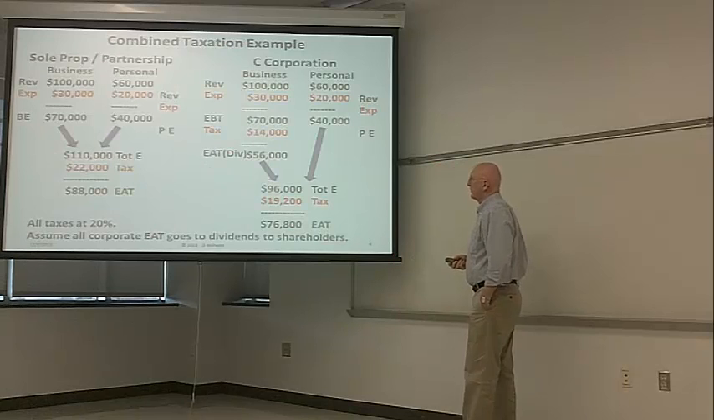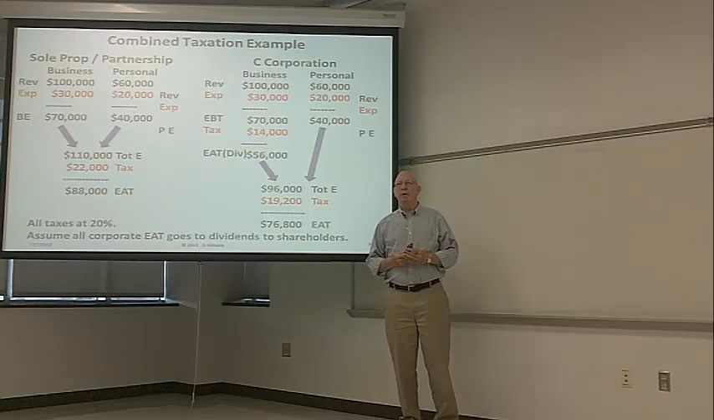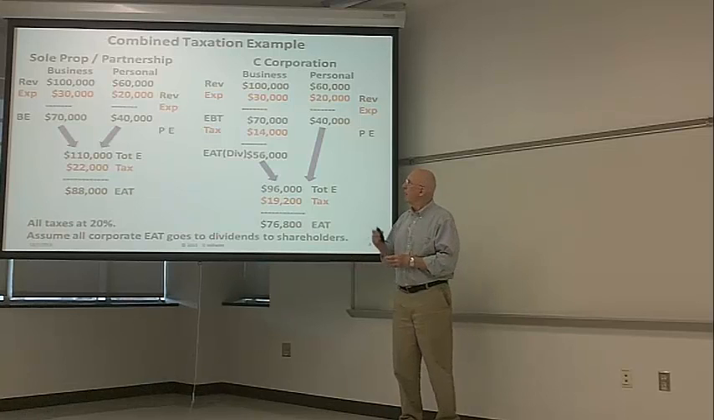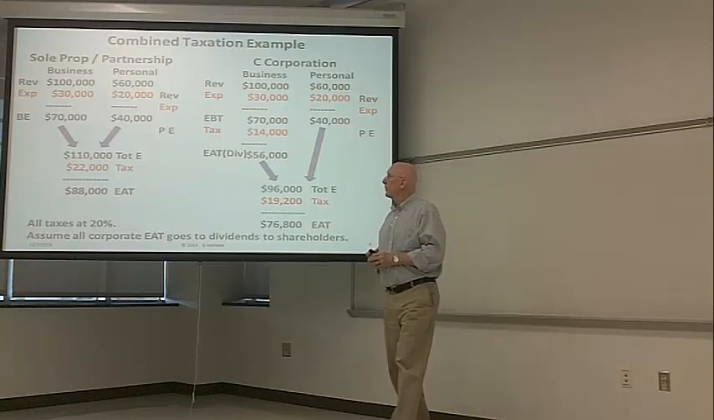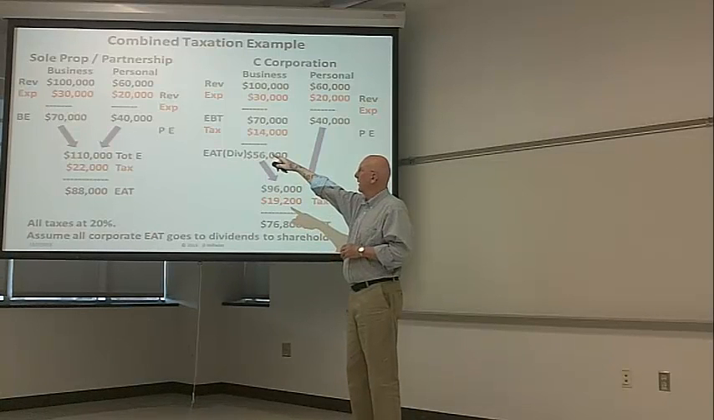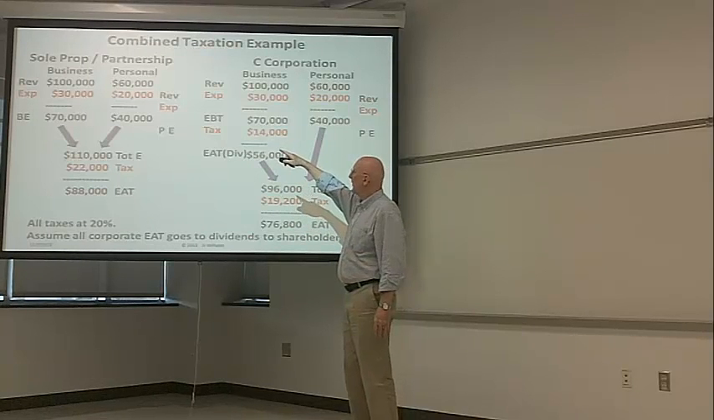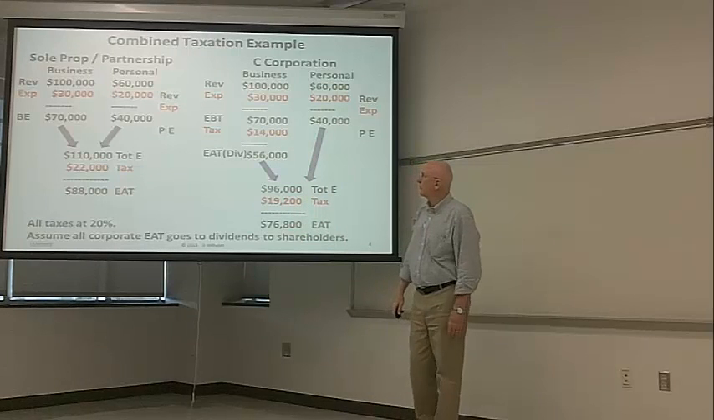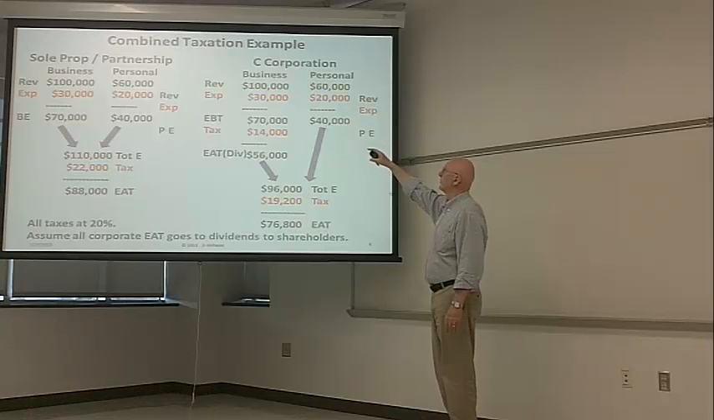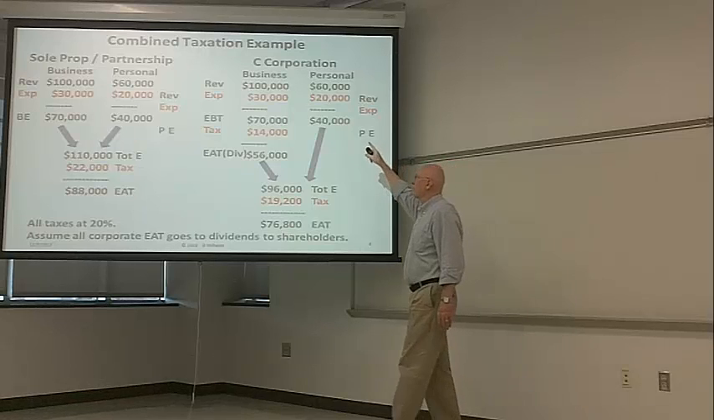Here's a combined example. And most of us may have some earnings from investments in a business as well as some personal earnings. In this case, our business earnings are $100,000 with expenses of $30,000. Our personal earnings are $60,000 with $20,000 of personal related expenses to get that revenue. And that holds for both examples, the sole proprietorship, partnership, LLC, S Corp, as well as the C Corp example.